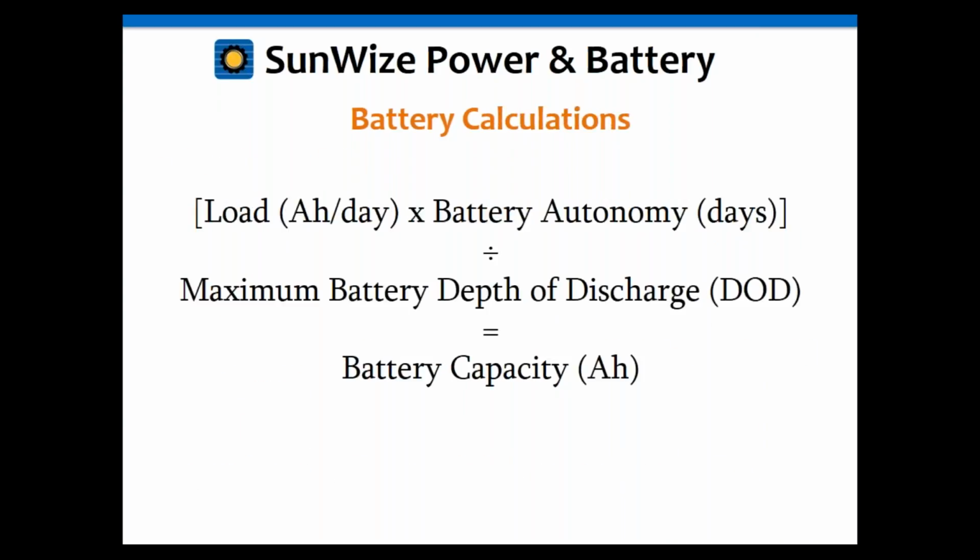So to go through the calculations on that, again, we take the load, then we multiply that by the number of days of autonomy. And then we're going to divide that by the maximum depth of discharge, and that gives you your battery capacity. For most deep cycle batteries, you can go to about 80% depth of discharge. And I want to bring up the fact that you can almost never use 100% of a battery.